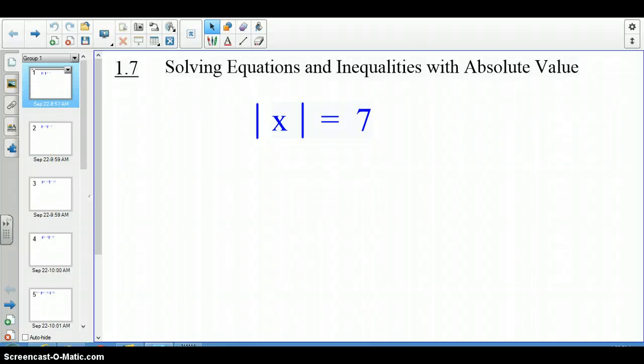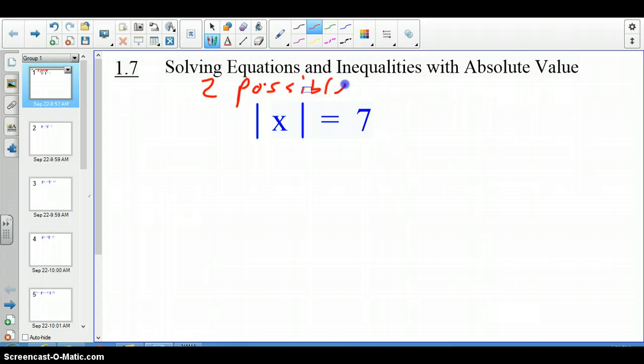1.7 deals with solving equations and inequalities with absolute values. Remember, the absolute value is always going to be positive, because what we are doing is finding the distance that number is away from 0, and distance is always positive. Now these equations and inequalities will always have two possible solutions or answers.